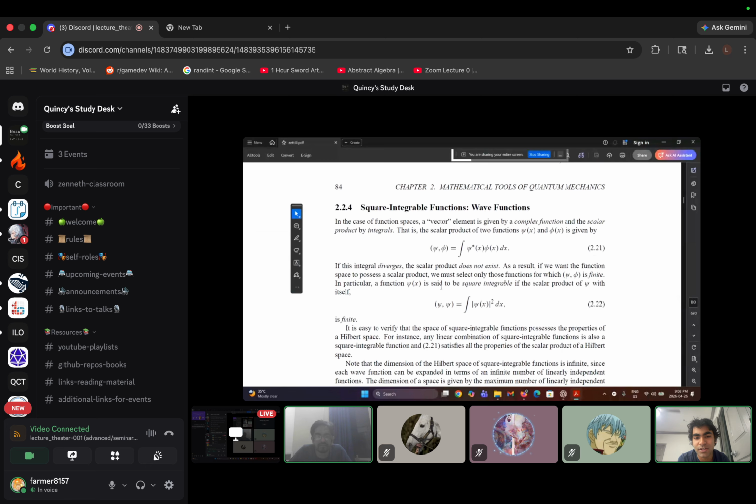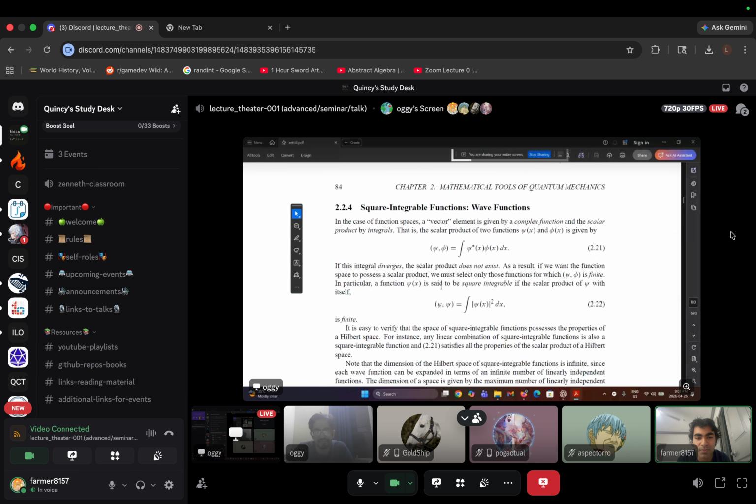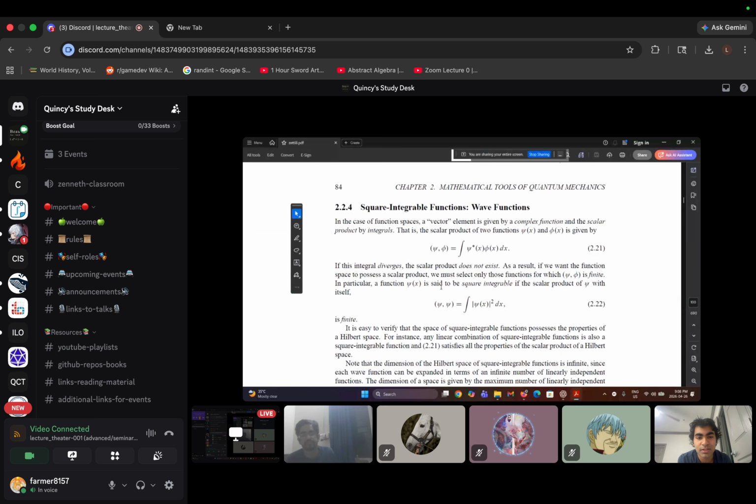In particular, a function psi of x is said to be square integrable if the scalar product of psi with itself, so psi psi, which is equal to the integral of the absolute value of psi of x squared dx, is finite. It is easy to verify that the space of square integrable functions possesses the properties of a Hilbert space. For instance, any linear combination of square integrable functions is also a square integrable function, and 2.21 satisfies all the properties of the scalar product of a Hilbert space.